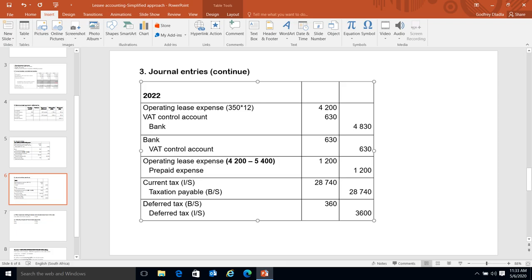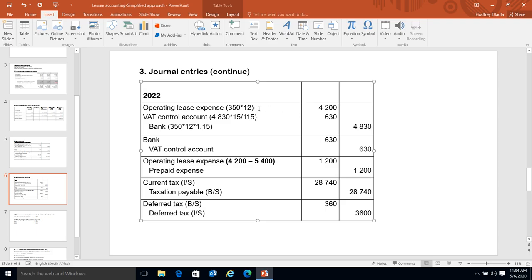And here, we are paying 350 times 12 times 1.15, meaning including VAT, right? It gives you this amount here, right? And here, it's the VAT portion of that amount. It's 4830 times the VAT amount that you want here, right?